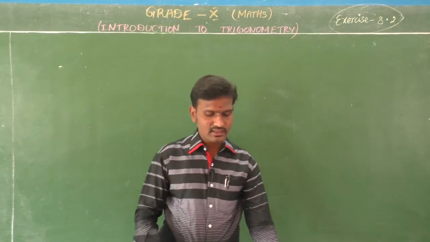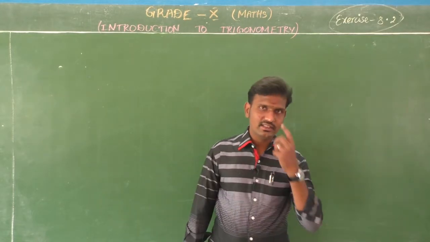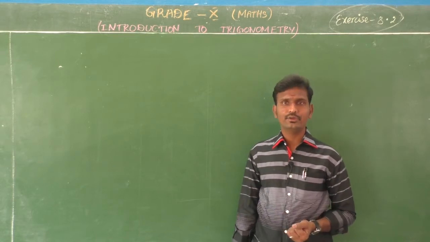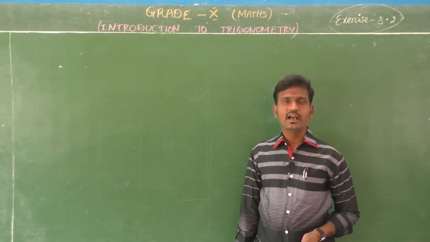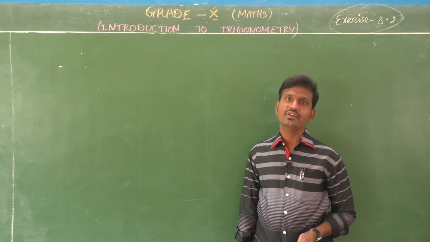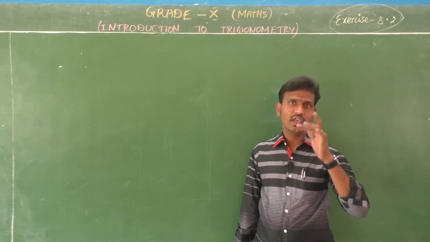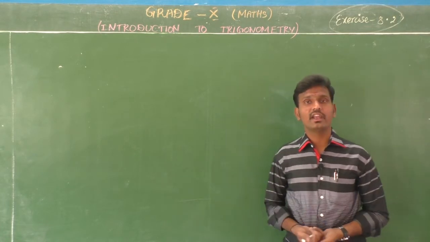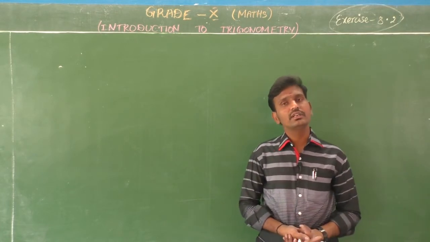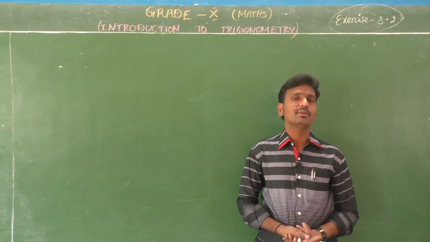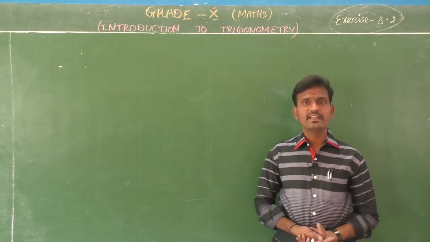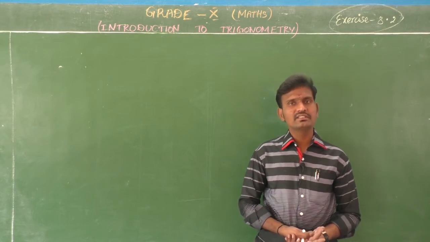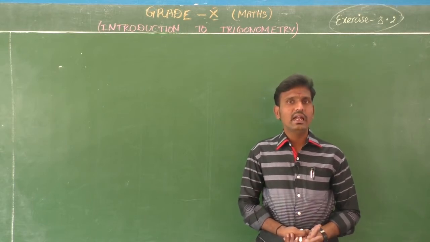So this is the class for the continuation of Chapter 8, Introduction to Trigonometry, Exercise 8.2. In your previous class we already completed the first two questions of the first Roman numeral, and we are thorough in the trigonometric table, 0 degree to 90 degree for the 6 trigonometric ratios, sin theta to cot theta. Sin 0 is 0, sin 30 is 1 by 2, like that.